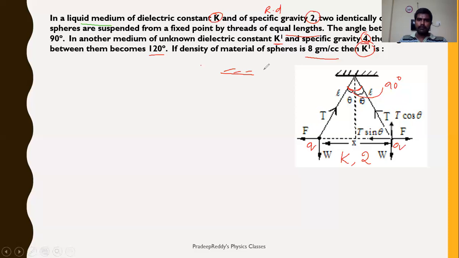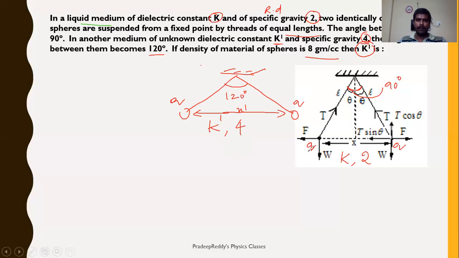Taking the same identical charges Q in another medium where the dielectric constant changes to K dash and the relative density becomes 4, these two have a separation, say X dash, and the angle has been increased to 120 degrees. You need to find out this K dash value. You should now find out the value of K dash.